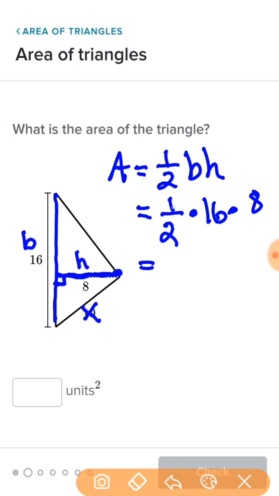So here again, if I have 1/2 of 16 times 8, I'll take 1/2 of 16 first. And when you take 1/2 of a number, you're really just dividing it by 2. So when I say 1/2 of 16, I'm really just doing 16 divided by 2. And 16 divided by 2 is 8. So I'm going to bring down everything else, which in this case is times 8. So now I have 8 times 8. And 8 times 8 is 64. And that means that my final answer would be the area of this triangle is 64 units squared.